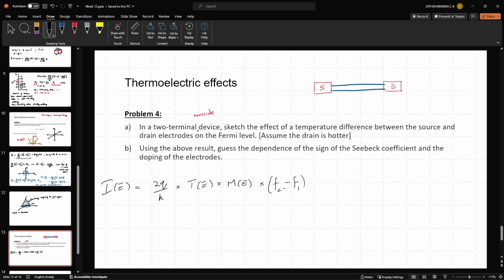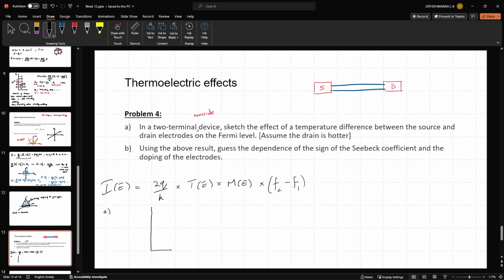So I just want to find out what F2 minus F1 is. Now, right now there are no voltages connected to this system. So both are kept at the same voltage. So I can assume both of these are grounded, or rather, I will not say they are grounded. The circuit is open, no potential whatsoever is applied. Now the question is, what is the difference between the Fermi levels of the two electrodes? And we are told to assume that the drain is hotter. So part A can actually be done quite directly.